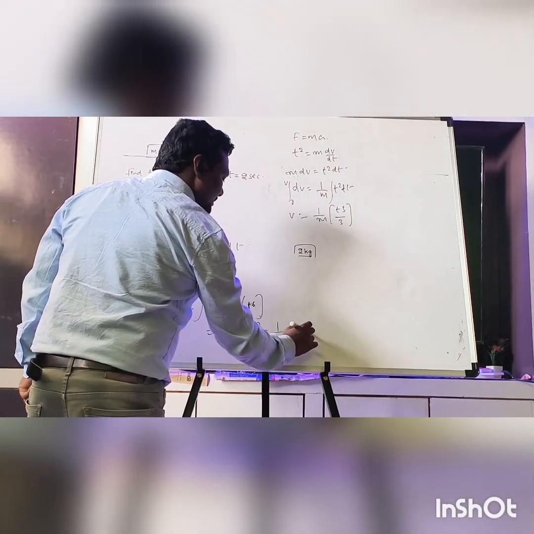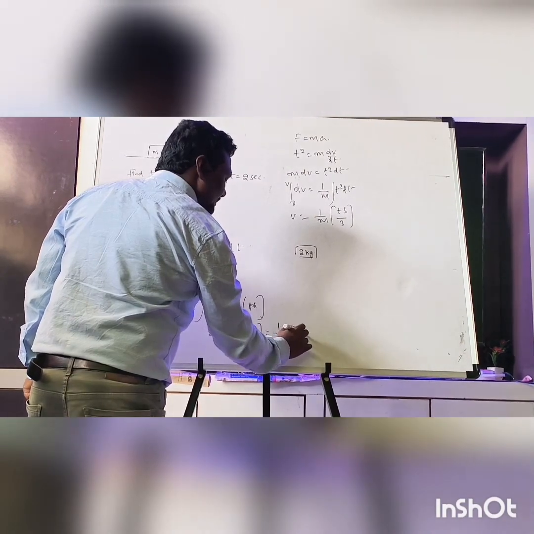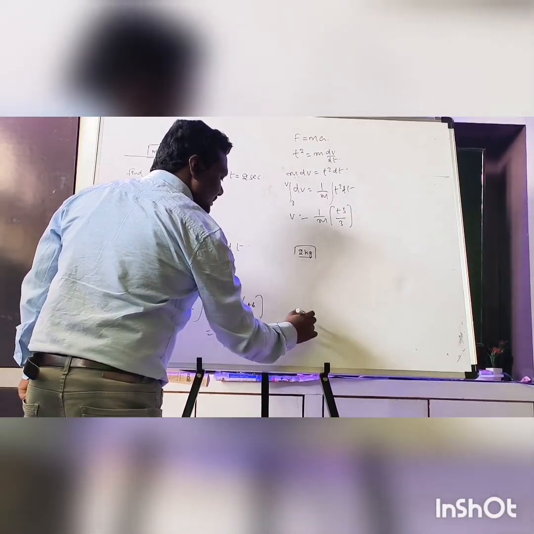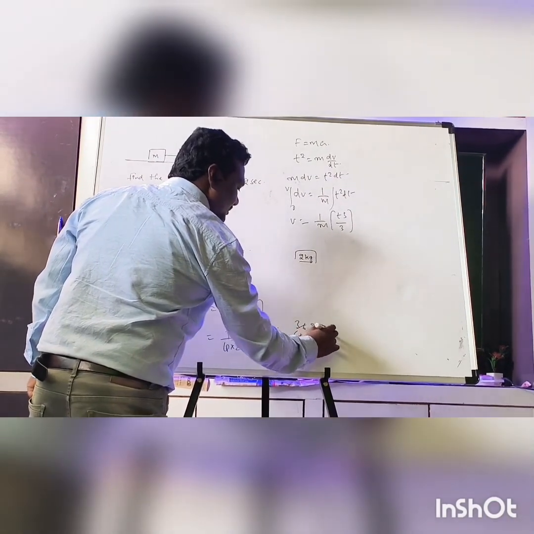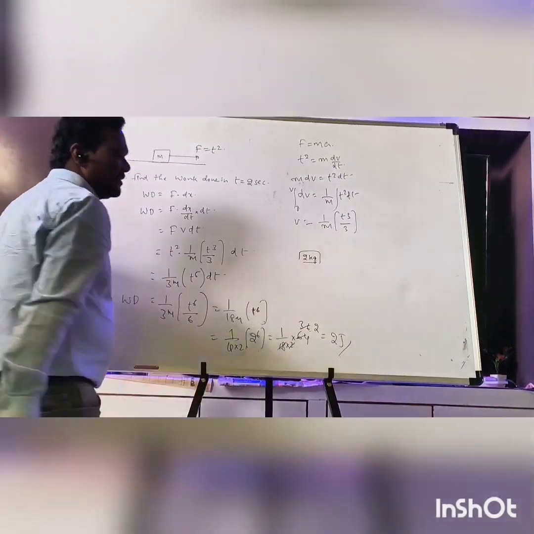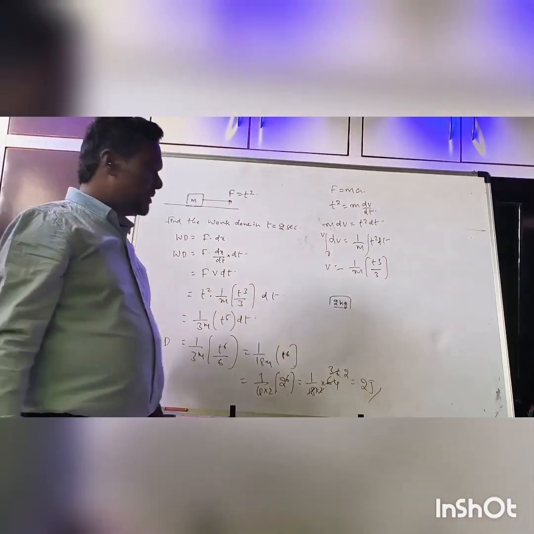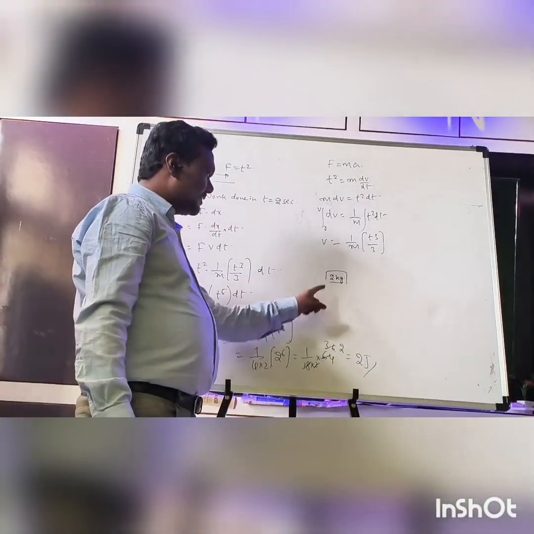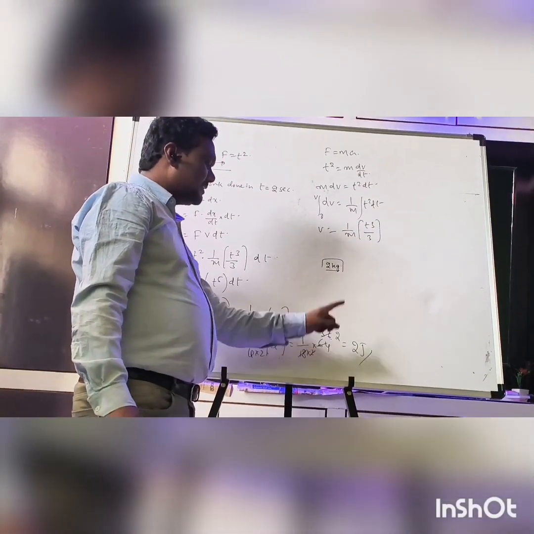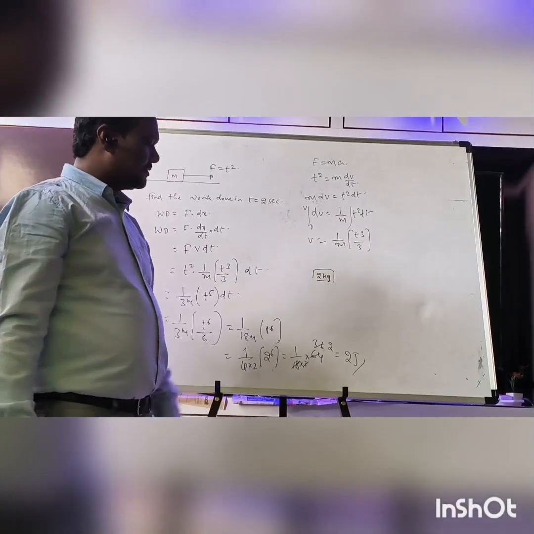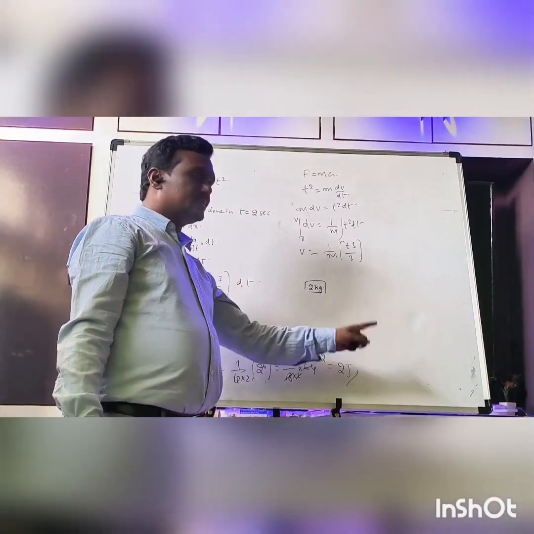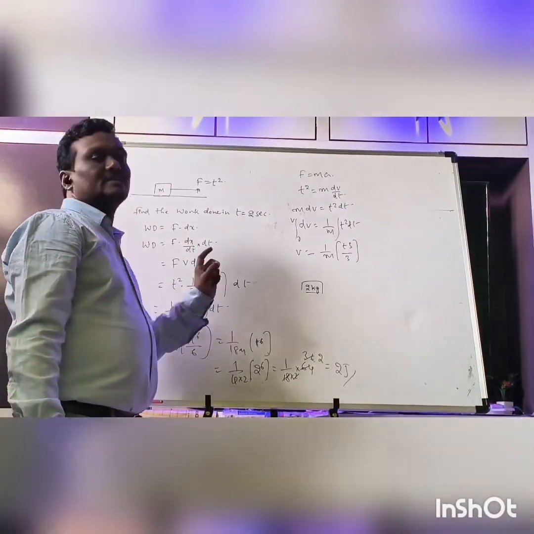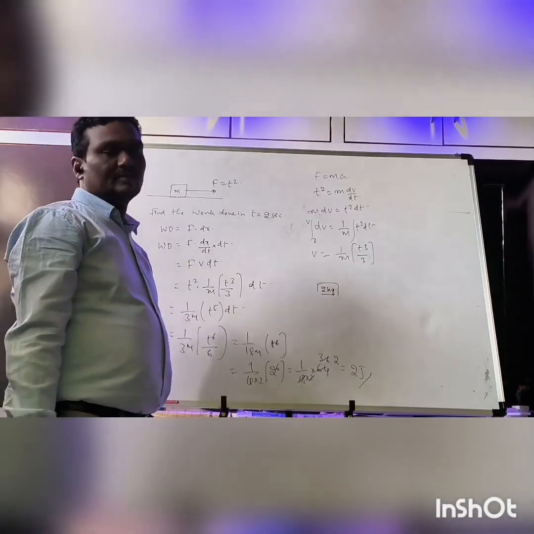2 power 5 is 32. 32 into 2 is 64. Now 18 ones are 18, 18 twos are 36. So that is nothing but 2 joule. So work done is nothing but 2 joule. So I can write it as 1 by 18 into 2 into 2 to power 6. If I take mass equal to 2 kg, 1 by 18 into 2 into 64, that is 36 into 64, which is equal to 2 joule. So this is the procedure. I have given the two procedures to find out the work done.